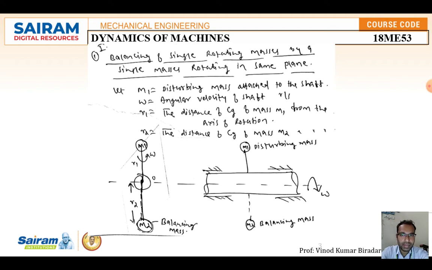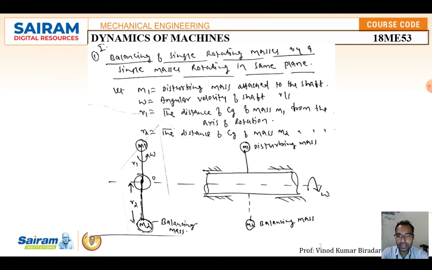Take a single mass that is fixed on a particular shaft and rotates in the same plane. That is the first case. Here I consider one particular shaft upon which a single mass is mounted at some radius, called the disturbing mass. Let m1 be the disturbing mass attached to the shaft. Omega is the angular velocity of the shaft in radians per second, and r1 is the radius of rotation, that is, the distance of the CG of the mass m1 from the axis of rotation of the shaft. r2 is the distance of the CG of the mass m2.